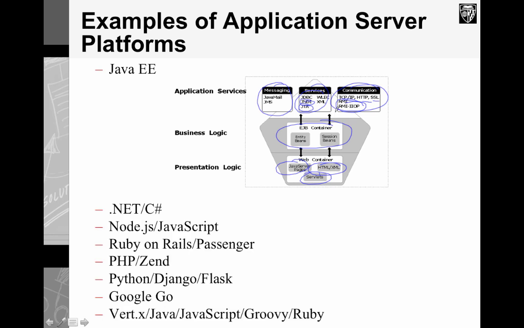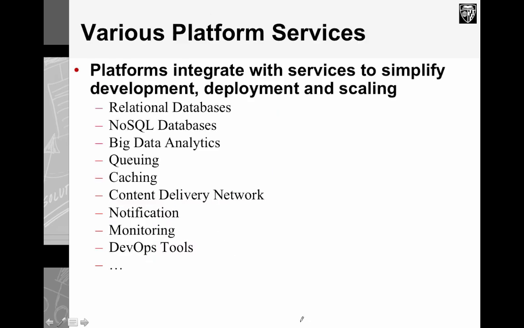There are also other platforms, other application server platforms. There is the .NET C# platform, Node.js JavaScript platform, Ruby on Rails Passenger platform, PHP Zend, Python, Django Flask, Google Go, Vert.x, Java, JavaScript, Groovy, Ruby platforms. So there are different application servers, application software development platforms, and the various actual server software that allows you to run those applications. So what are the various platform services that may be available in an application server platform?